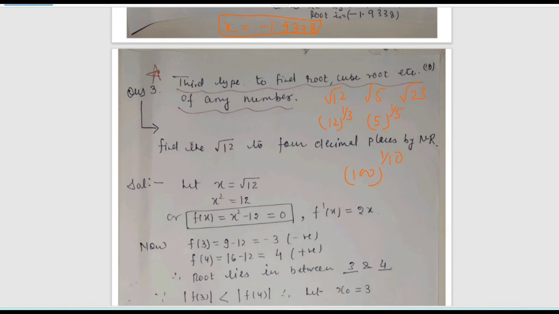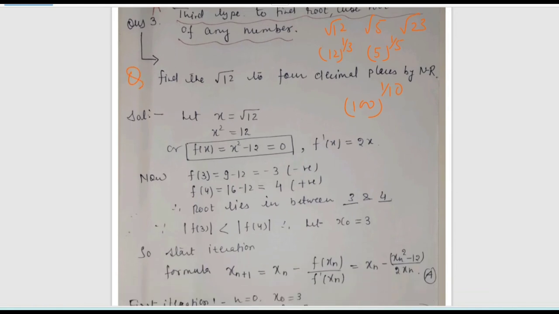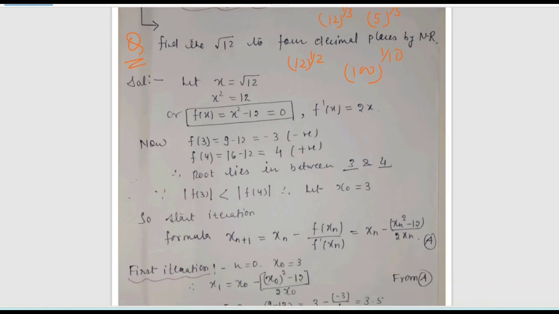So how do we follow this method? Let's see one example. The question is: find the root of 12. Root 12 means you have to obtain 12 to the power half. Find the root of 12 to 4 decimal places. They have mentioned that up to 4 decimal places we have to obtain the root of 12 by the NR method. So you just want to find the value of root 12. Assume x equals root 12, giving x square equals 12, so the function will be f(x) = x square minus 12 equals 0. And you can find f dash x also here. The f dash x will be 2x.